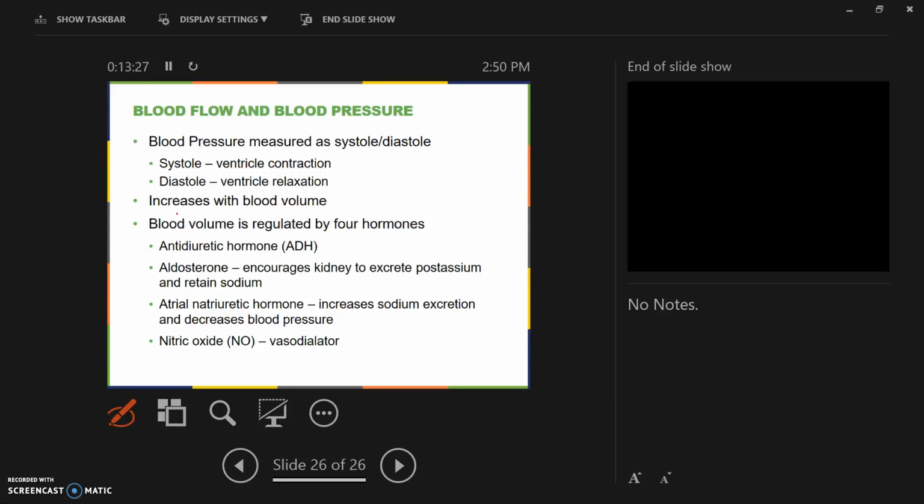And then our last slide: when we measure blood pressure, we measure two numbers. We measure systole, which is when the ventricle is contracting, and diastole, which is when the ventricle is relaxing. We measure that blood pressure using the brachial artery, which is in your arm. And the highest pressure that we measure is the systolic pressure, and the lowest pressure is the diastolic. So, a normal blood pressure reading would be around 120 over 80, 120 for systolic, 80 for diastolic.